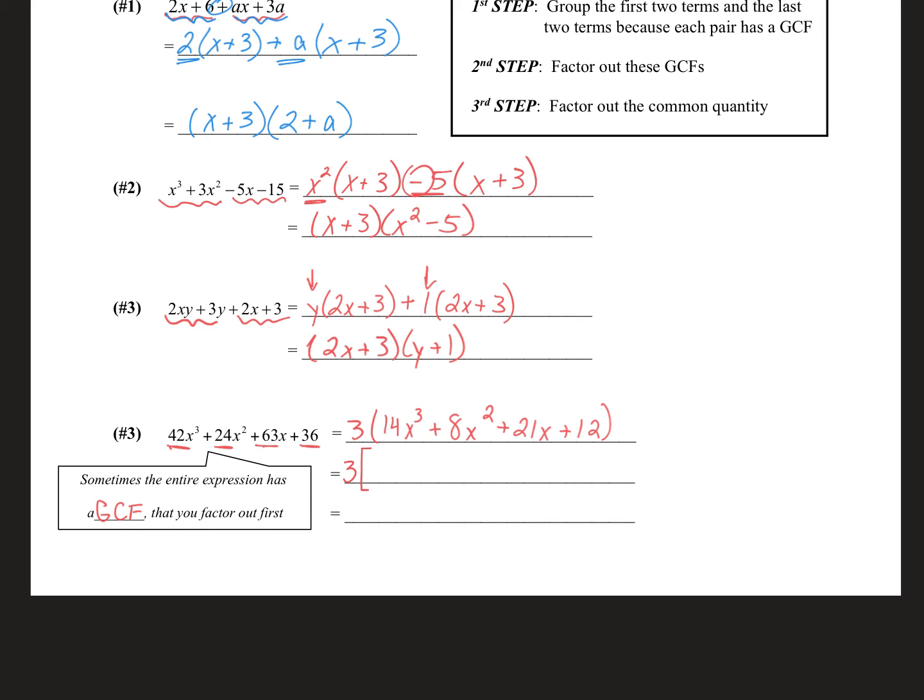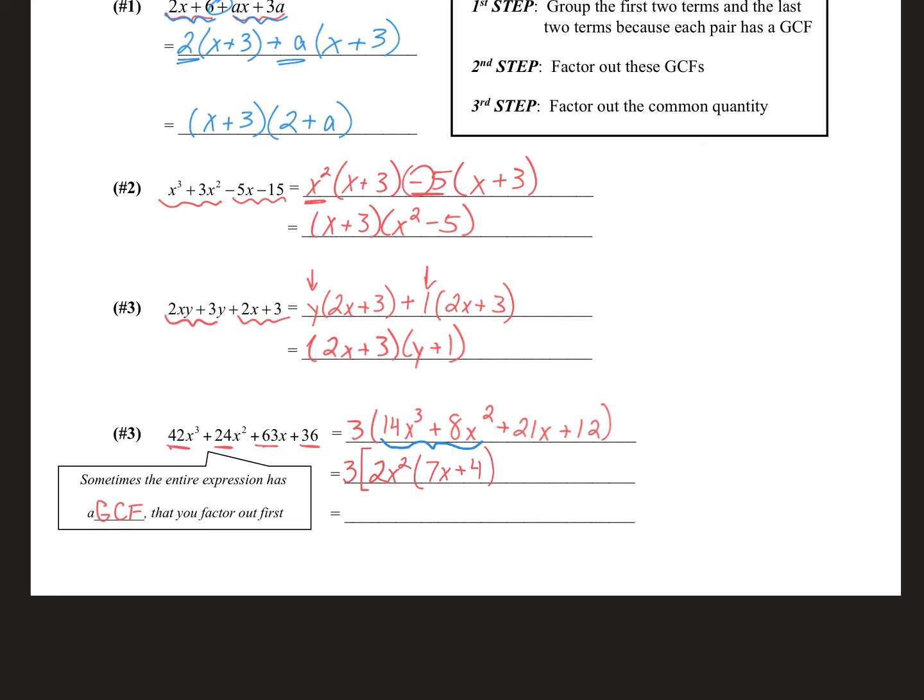Again, I'm going to take a peek at these first two terms and determine what the greatest common factor is. The greatest common factor of 14 and 8 is 2. Then we take a look at the variables. The variable with the biggest exponent is x squared, so that's what we're going to put. So that's the greatest common factor. To find what's in the parentheses, we divide each of those first two terms by our GCF, and when we do that, we get 7x plus 4.